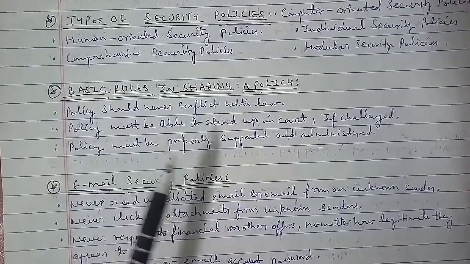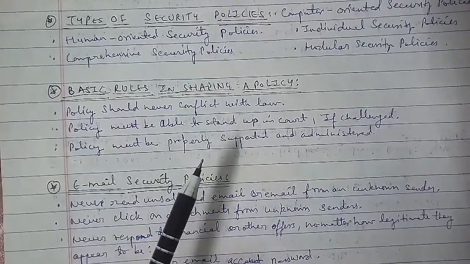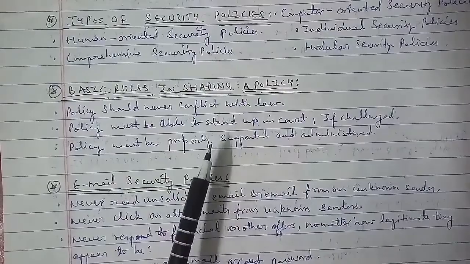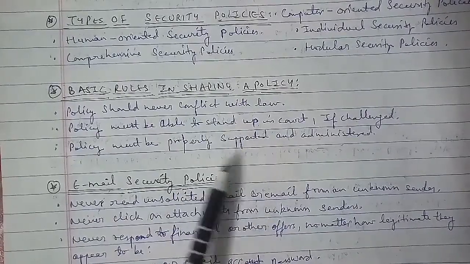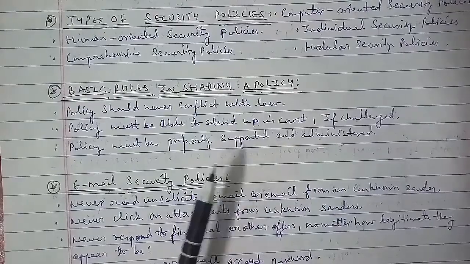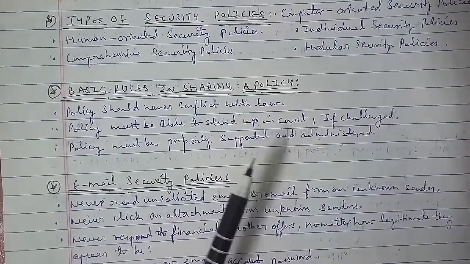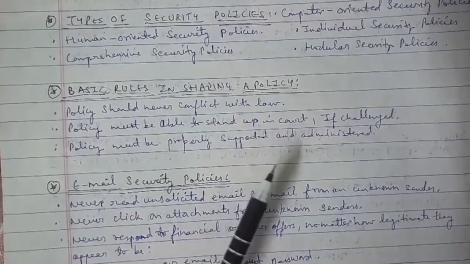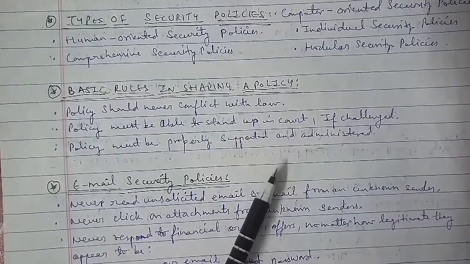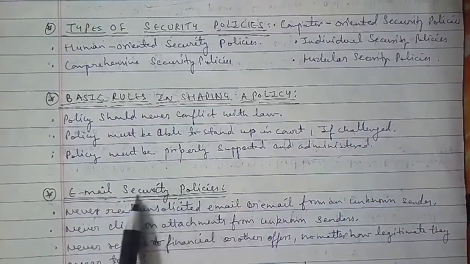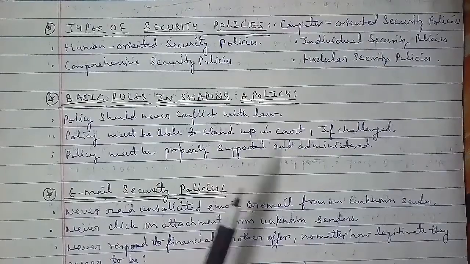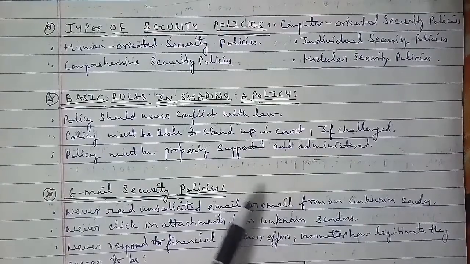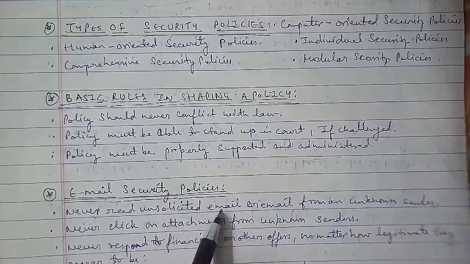The next we have is email security policies here. In regard to it, there are basic email security policies, and they should be followed by everyone using email. The first is never read unsolicited email, an email from an unknown sender, because the act of opening and reading such emails can expose your computer and network to outside threats as well. The second is never click on attachments from unknown senders, because viruses and other malicious software lurk in attachments that often promise to be a picture or a game.